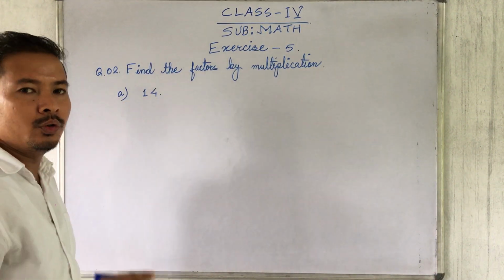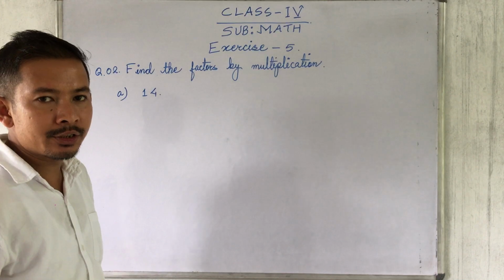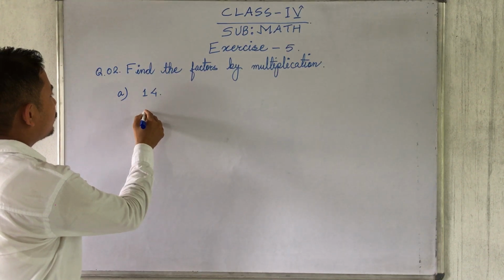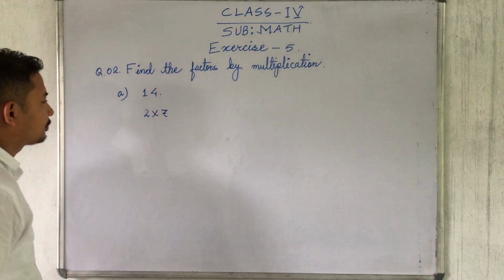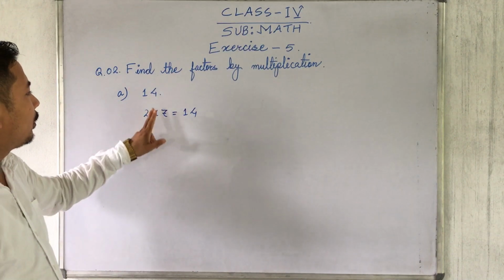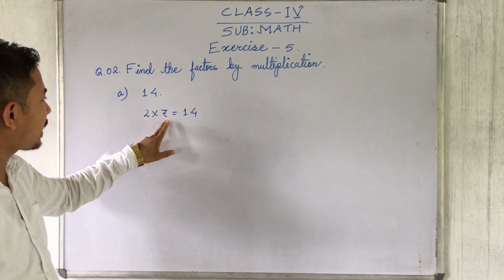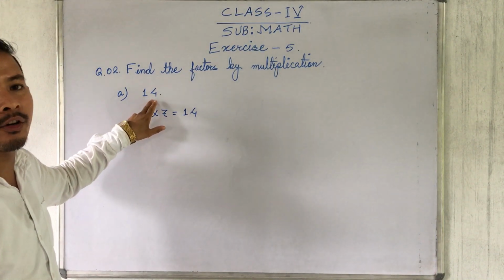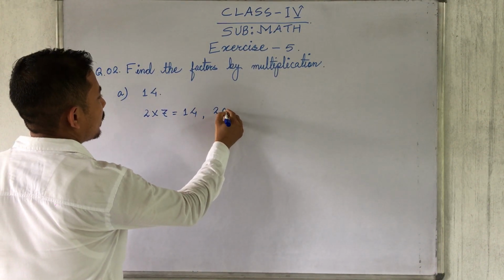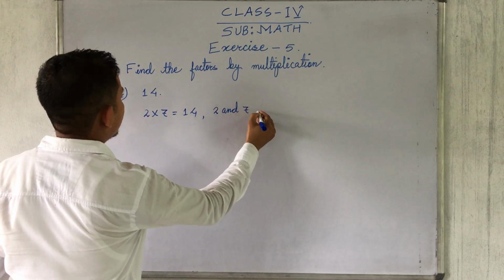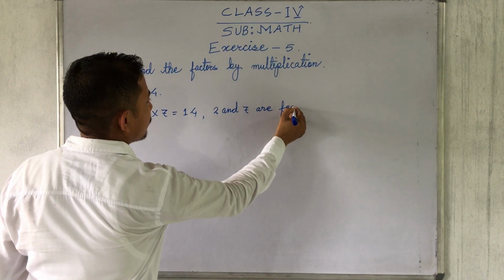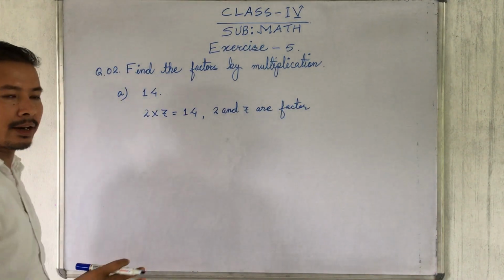14 is in the table of 2, isn't it? Because 7 times 2 is 14, right? So we can write 2 into 7 equal to 14. 14 is in the table of 2, which is 7 times. That means this 7 and 2, both the number are the factor of 14. So we can write here 2 and 7 are factor. This way we can write.